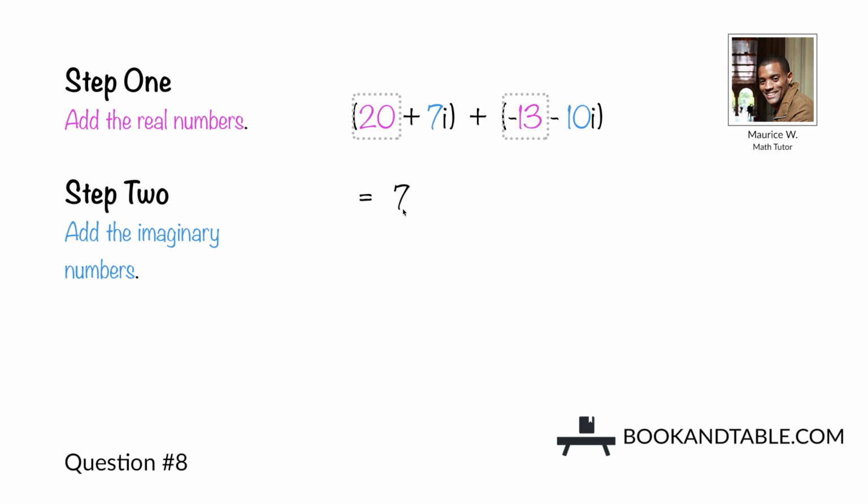Step 1, add the real numbers. 20 plus negative 13 is equal to 7. Step 2, add the imaginary numbers. 7i plus negative 10i is equal to negative 3i. So the sum of 20 plus 7i plus negative 13 minus 10i is equal to 7 minus 3i.